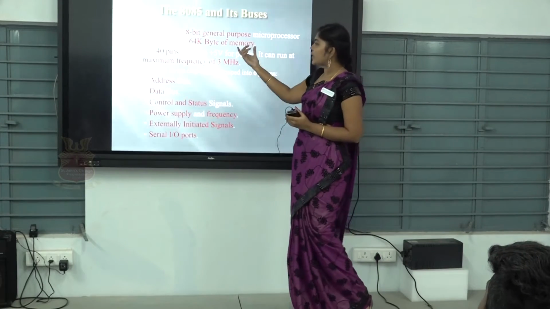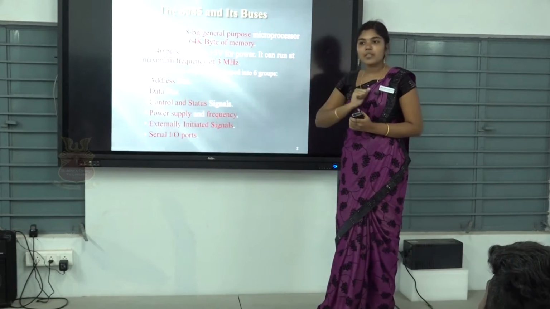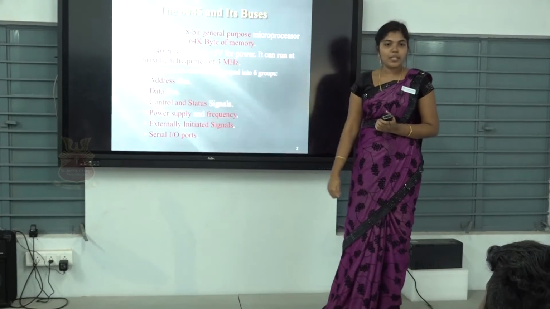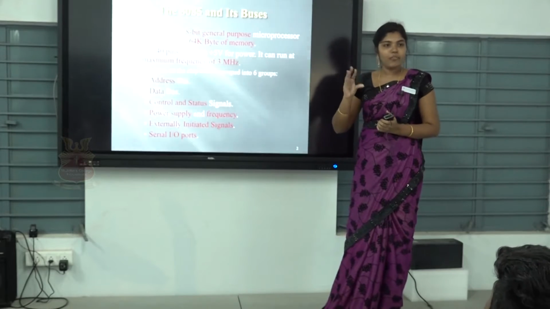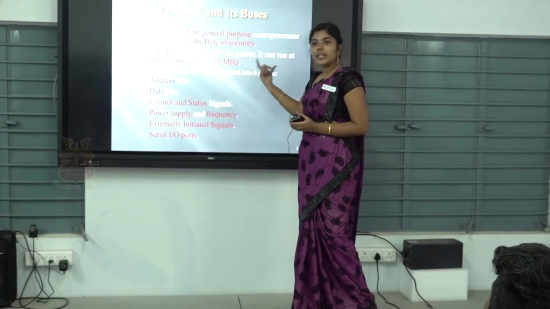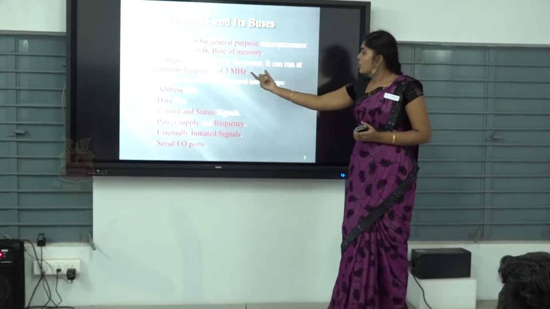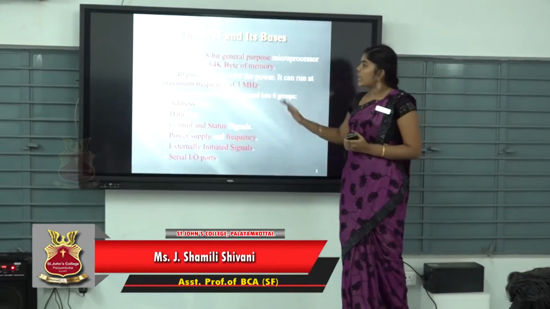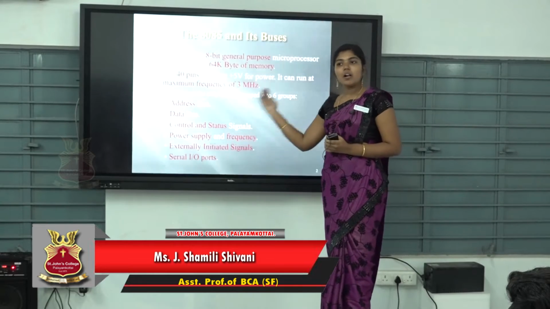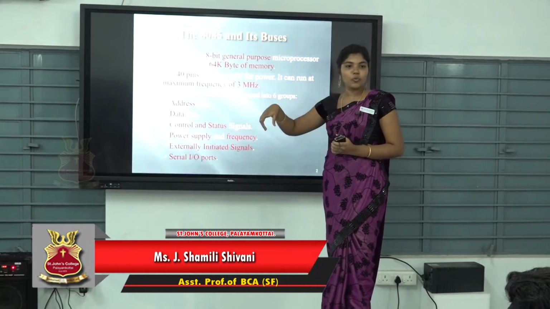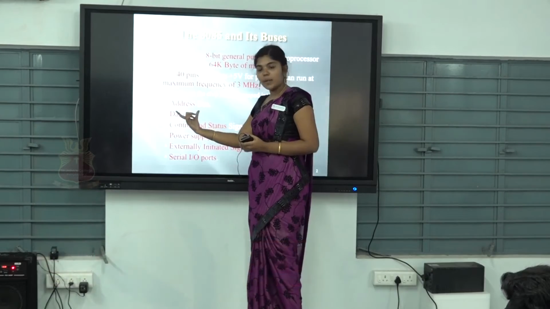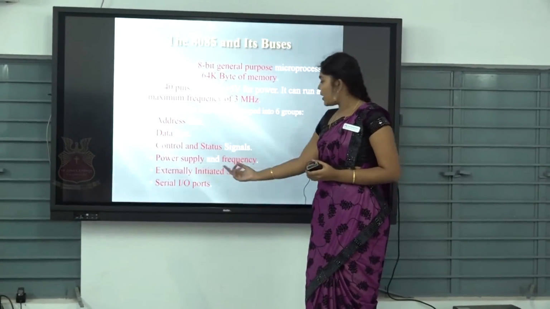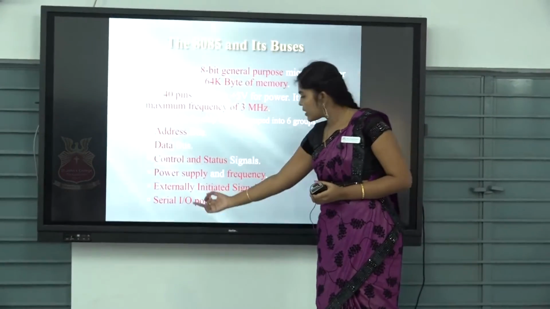The device has 40 pins and requires a plus 5 volt fixed power supply. So the operating voltage is plus 5 volt fixed power supply and the frequency range is 3 megahertz, which is generated by the crystal oscillator. In the 8085 microprocessor, all the signals are classified into 6 groups: address bus, data bus, control and status signals, power supply and frequency, externally initiated signals, and serial I/O ports.